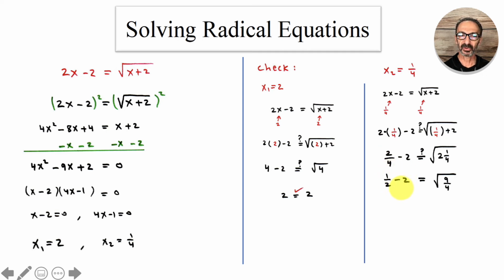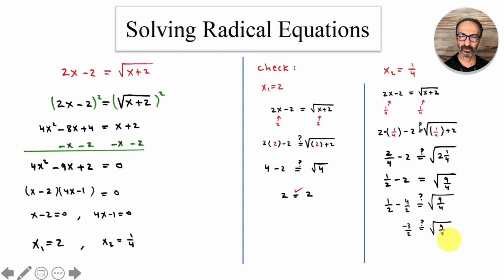Now the common denominator is 2. 2 over 1 is the same thing as 2. I know there's a subtraction here, but I'm not saying it. Multiply by 2, you get 4 over 2. That's the same thing as 2. 1 minus 4 is -3. So I have -3 over 2.